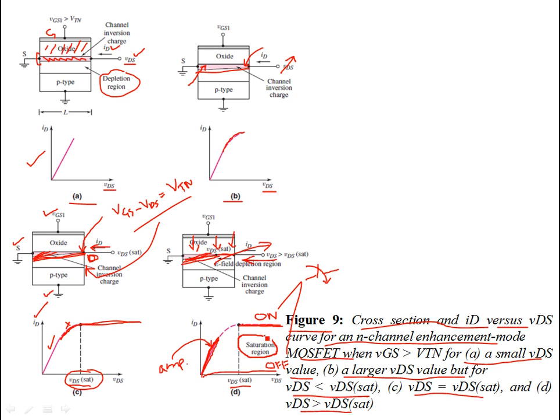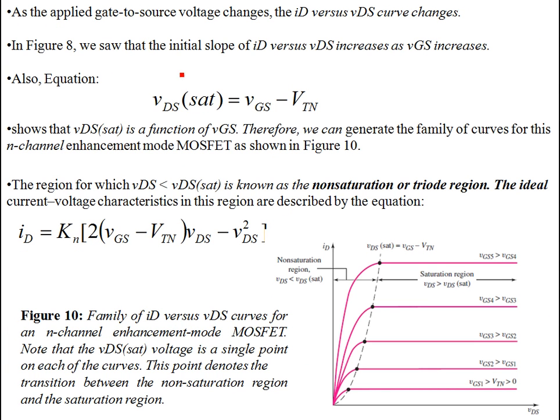Okay, because ID is not increasing with respect to VDS. Right. So as the applied gate to source voltage changes, the ID versus VDS curve changes. So you can have a family of curves. Because from the equations, since VGS is changing, it shows the saturation points are changing. So it shows that the VDS saturation is a function of VGS. Therefore, we can generate a family of curves for the N-channel MOSFET.